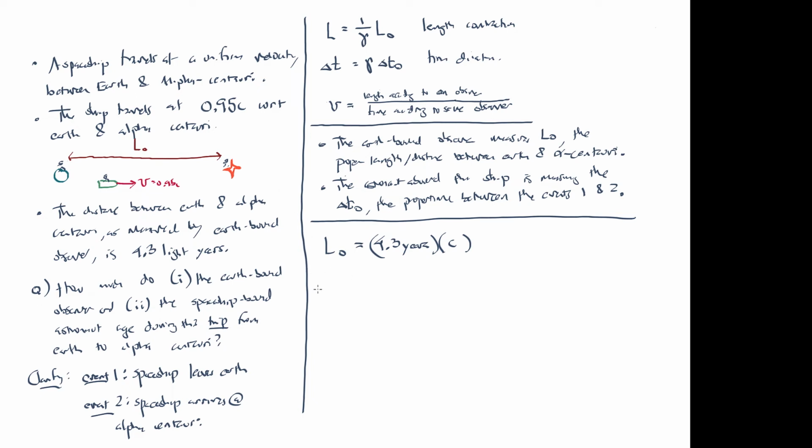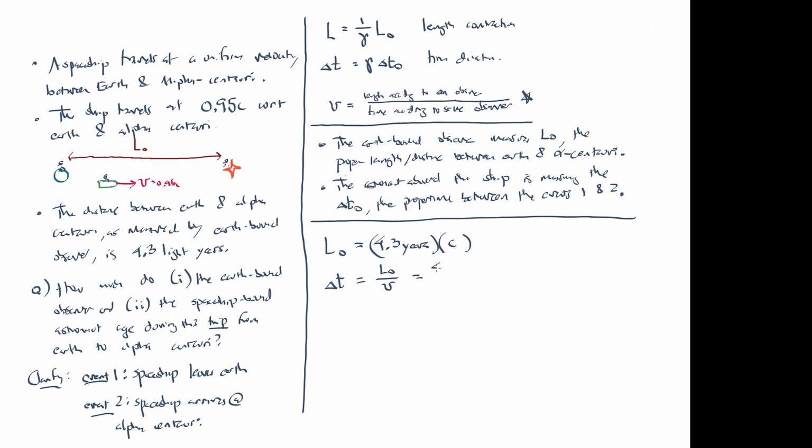Okay? Now, what would be the time interval between when the astronaut leaves the Earth and arrives at Alpha Centauri from the perspective of the people on the Earth? Well, remember, they're not measuring delta t naught, they're measuring delta t. So the time interval would be equal to the proper length divided by the speed of the ship. This is really using this idea right here, that the velocity is a length over the time as measured by the same set of observers.